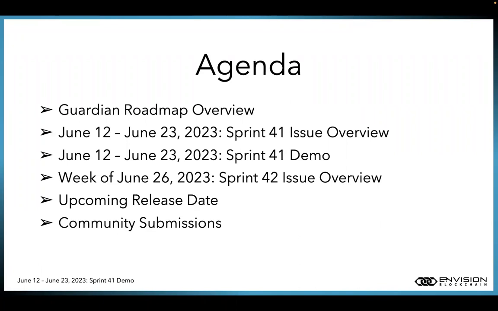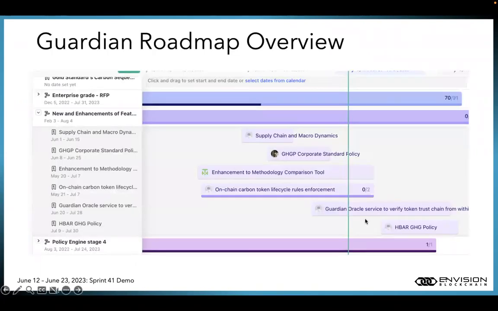Then we'll also be looking ahead to the week of June 26, which is Sprint 42. We'll also be talking about the upcoming releases. We'll also be giving you some of the ways that you can either submit bugs or policy requests through various different channels. So just a quick overview of the Guardian roadmap.